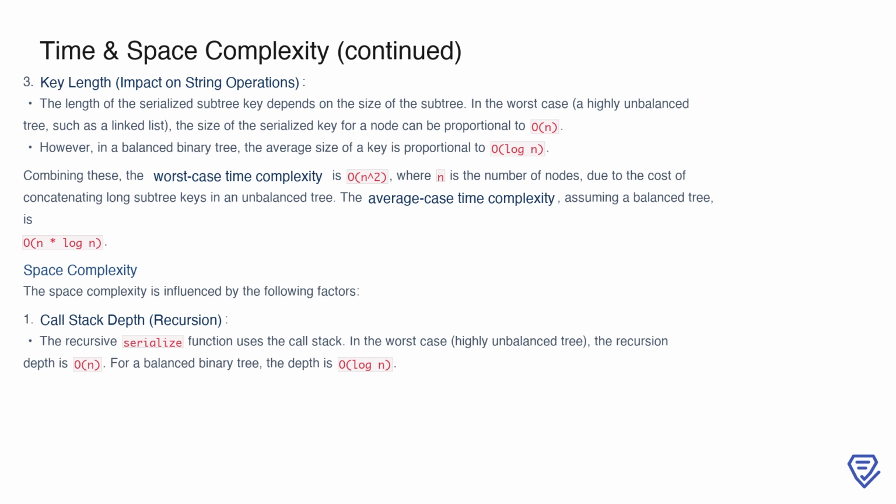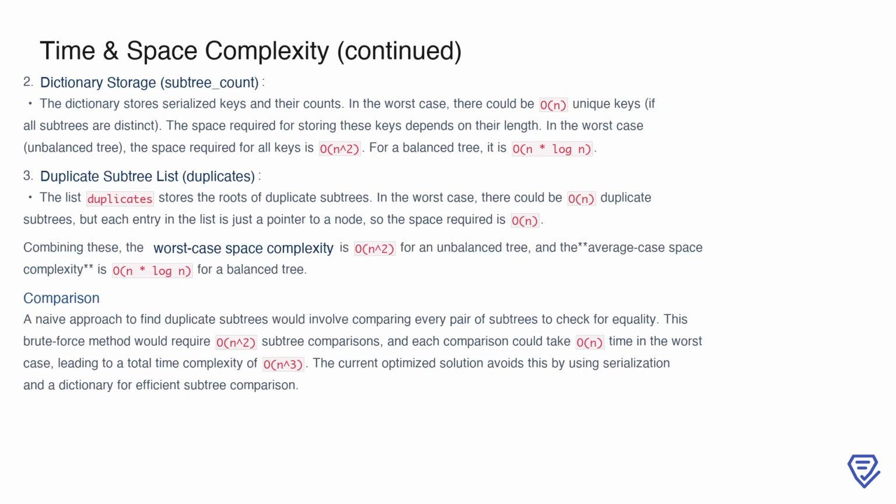Shifting to space complexity, the recursion depth of the serialize function directly impacts the call stack usage. For a highly unbalanced tree, the recursion depth reaches n, while for a balanced tree, it is limited to log n. In addition to the call stack usage, space complexity is also influenced by the storage requirements of the dictionary that keeps track of serialized keys and their counts. In the worst case, where all subtrees are distinct, there could be n unique keys stored in the dictionary. The space required for these keys depends on their length. For an unbalanced tree, the total space for keys can reach n², while for a balanced tree, it is n log n.